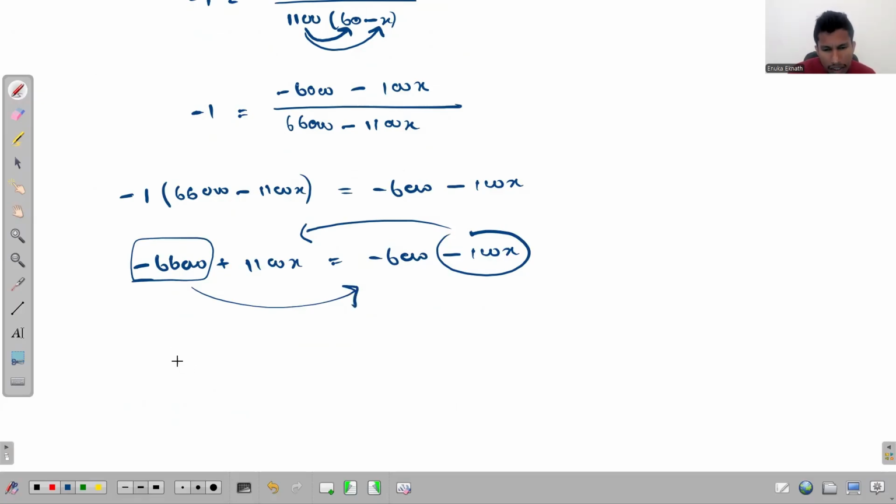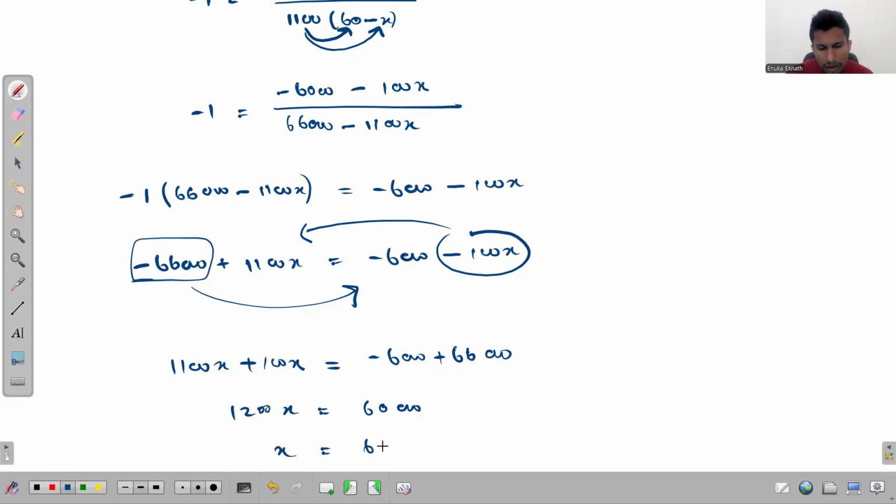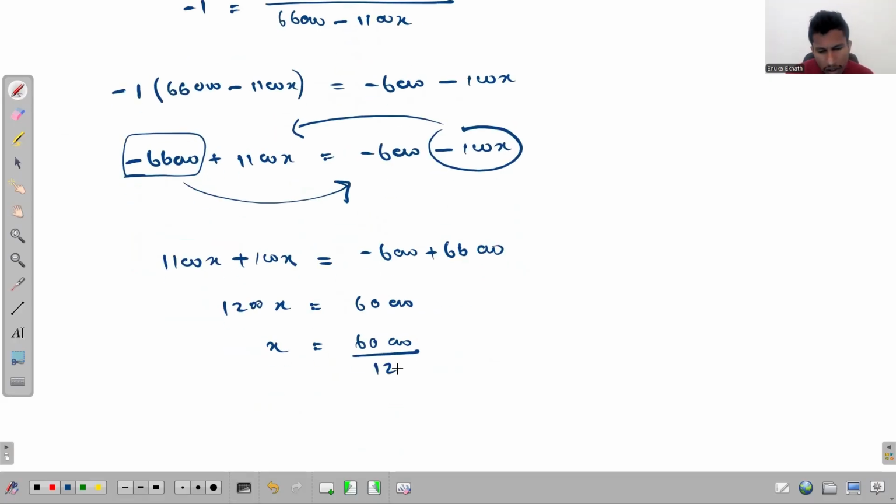So what happens then? We have 1,100 into x. So this minus 100x becomes plus 100 into x. We make it equal to minus 6,000 plus 66,000. So from this side you get 1,200 into x and we make it equal to 60,000. So x is equal to 60,000 divided by 1,200. See, we get the answer correctly as 50.